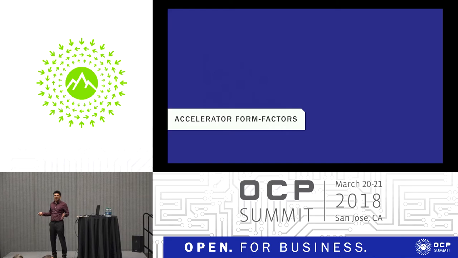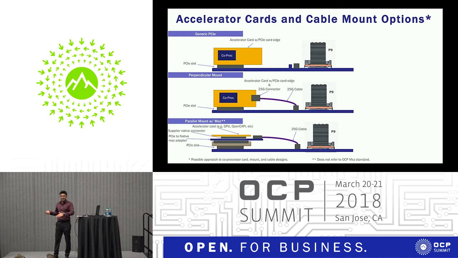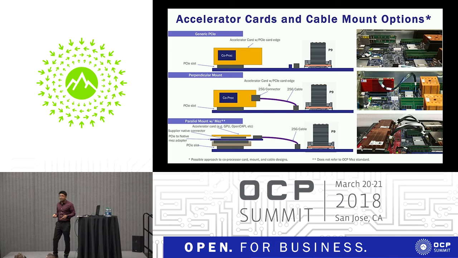I want to skip to the accelerators, which is the main point of the talk. There are three different form factors of accelerators. We outlined them on this same stage last year. Basically these were just concepts at that point about how accelerators should look: generic PCIe accelerators that can do coherency via PCIe; accelerators with a PCIe card edge that do coherence via a dedicated 25 gig link; and parallel-to-the-motherboard accelerators that also cable in for their coherence. We've actually built all these solutions with various cards. We've tested the cables. All of these can be real.